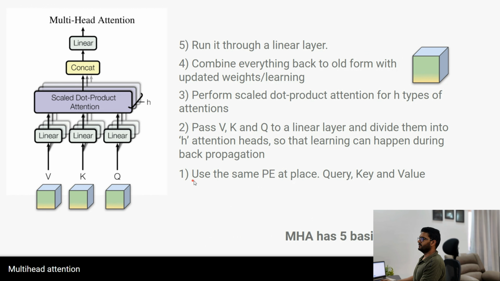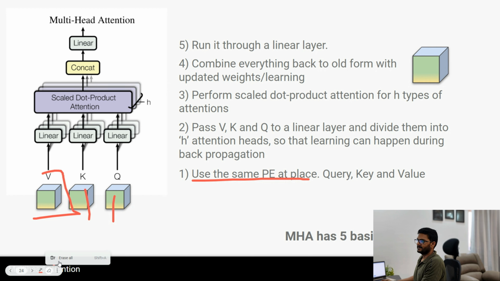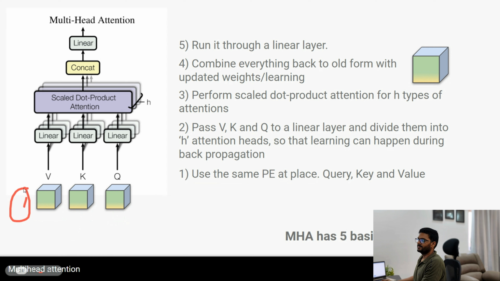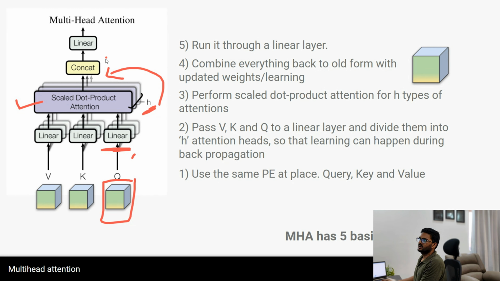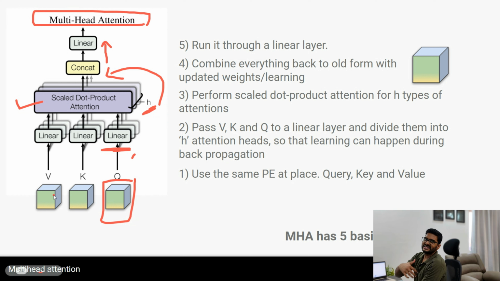What we do is we use the same positional encoding and we create three copies of it. We call them value, key, and query. Okay, so this is step one. Then we project all of this to a linear layer. So after the linear layer, we will divide this input into h different matrices. We do scaled dot product attention, then we concatenate everything, pass it through a linear layer, and this is our multi-head attention. Let's have a detailed look at each step that is happening within multi-head attention.